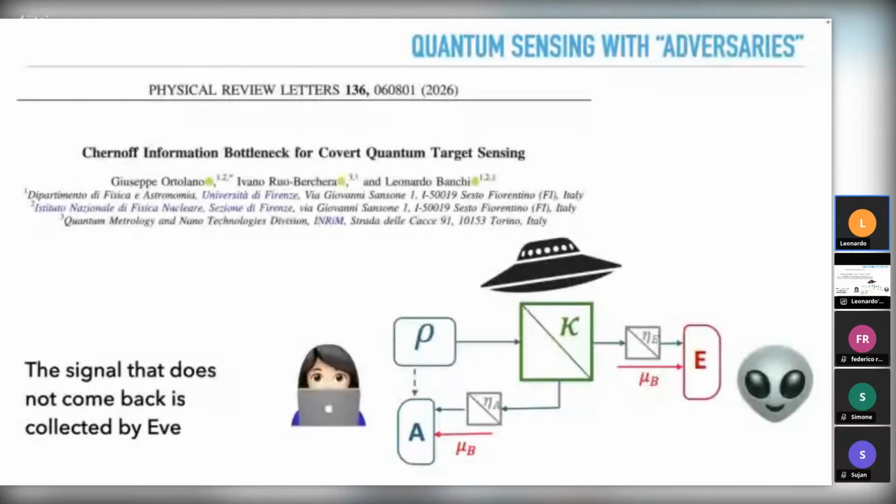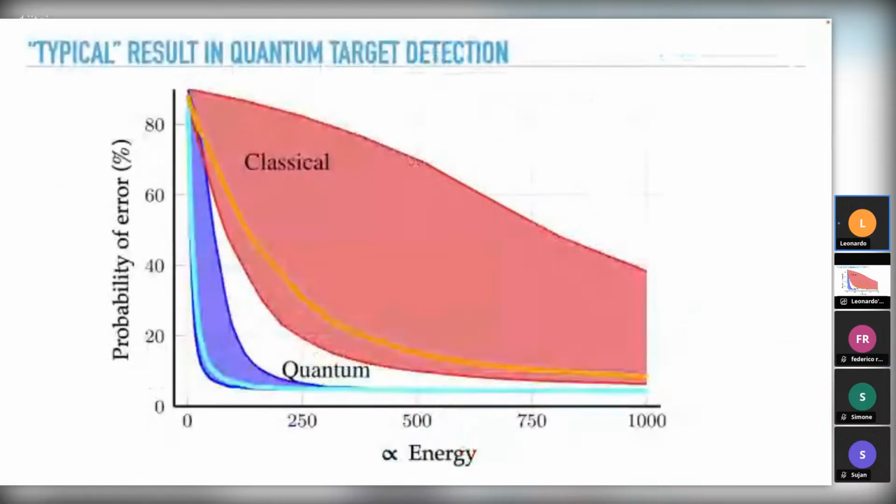If you use some clever quantum strategy, then you can do better. Normally you cannot make exact calculations. You can use bounds, but what these bounds tell you is that if you use quantum strategies, so a quantum probe, the probability of error as a function of the energy, which is proportional to the number of photons that you use, decreases much more quickly with quantum techniques compared to some classical baseline.